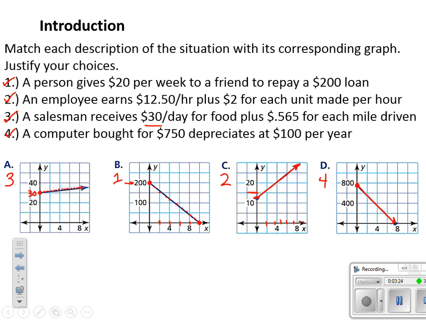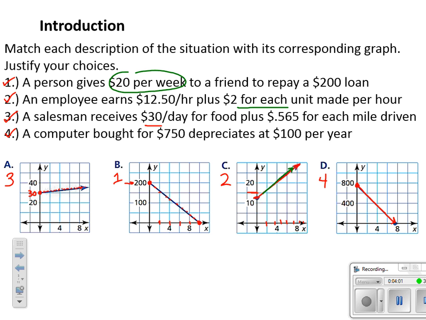The idea is to take real-world information and be able to chart it out, interpret where the numbers are coming into play in the graph. You'll notice that we saw the word per a lot. $20 per week was indicative of how steeply that line was going down. An employee earns $12.50 an hour plus $2 for each unit made. That could have very well said plus $2 per unit. And that showed what we saw in letter C, that as the units went up, the line slopes up, positive $2.